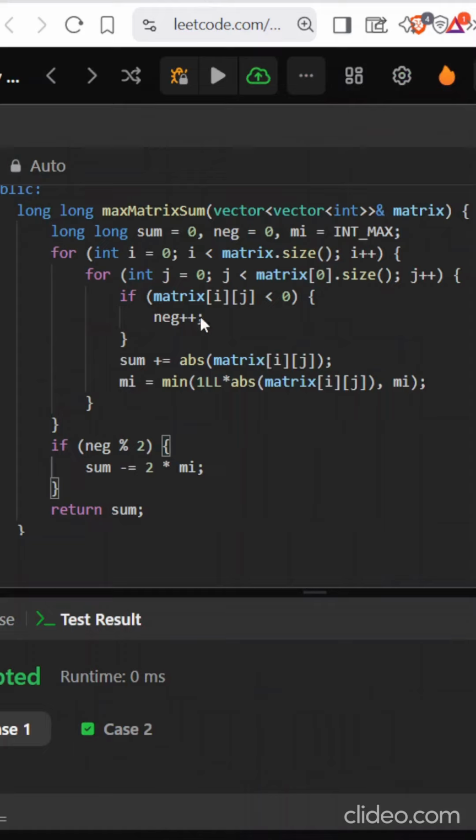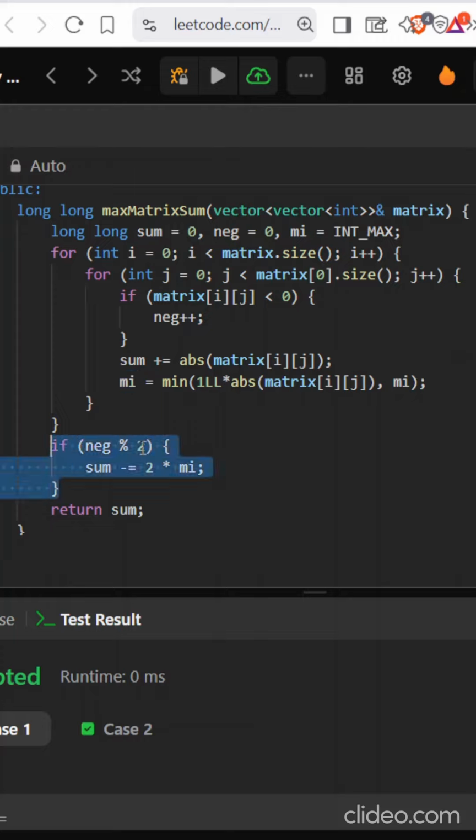So the idea over here is I will iterate over my entire matrix. I will store how many negative elements there are in a negative variable that I created. I will create a sum variable that will store the sum of the absolute values of all the elements. I will also keep track of the minimum value, that is the minimum absolute value in the matrix, mi. Why? Let me show you.